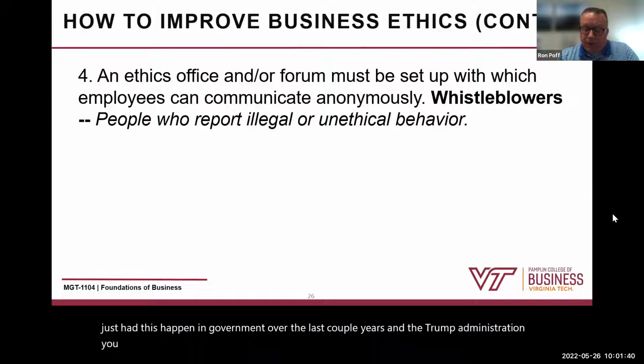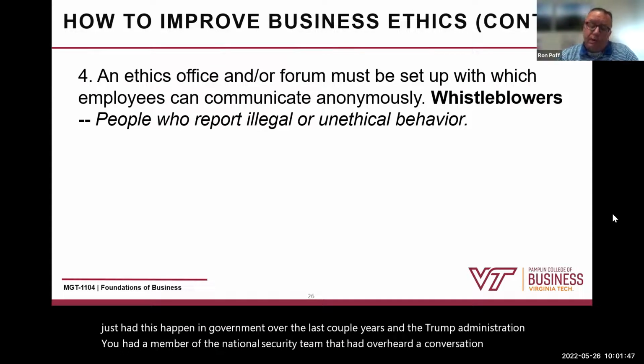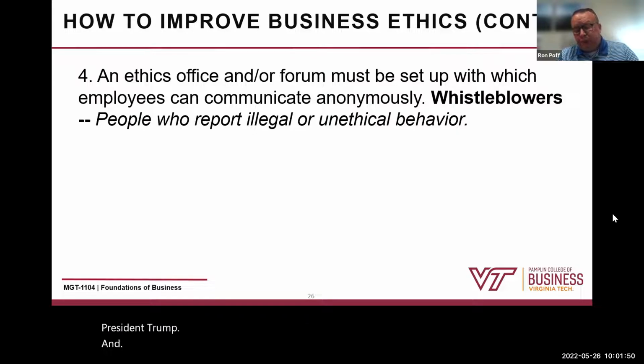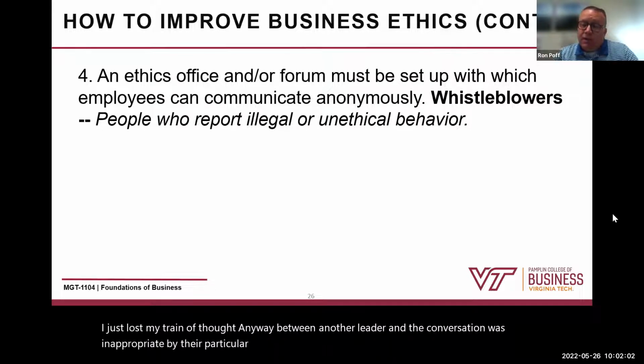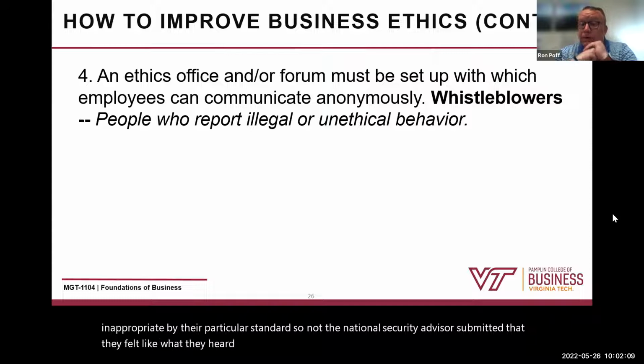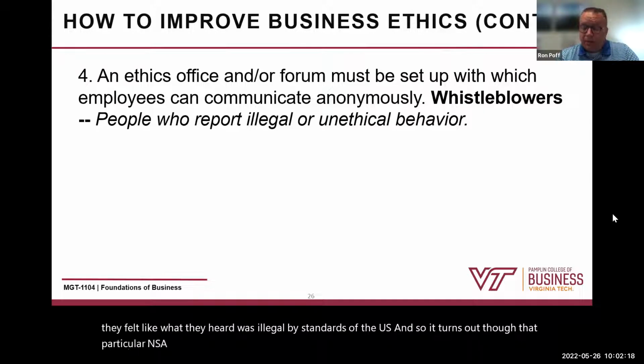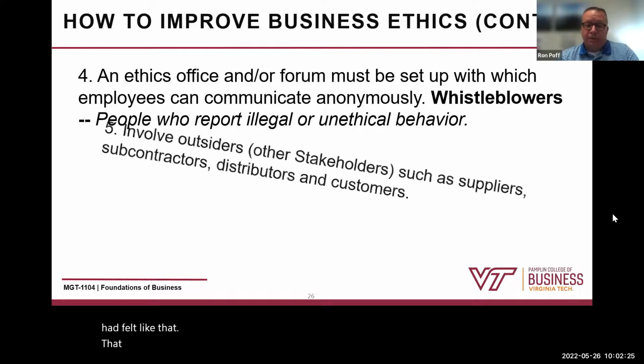We had a member of the national security team who had overheard a conversation between President Trump and another leader, and the conversation was inappropriate by their particular standards. So the national security advisor submitted that they felt like what they heard was illegal by standards of the U.S. It turns out, though, that particular NSA officer was escorted out of the building and fired because the administration felt that was wrong on their part.